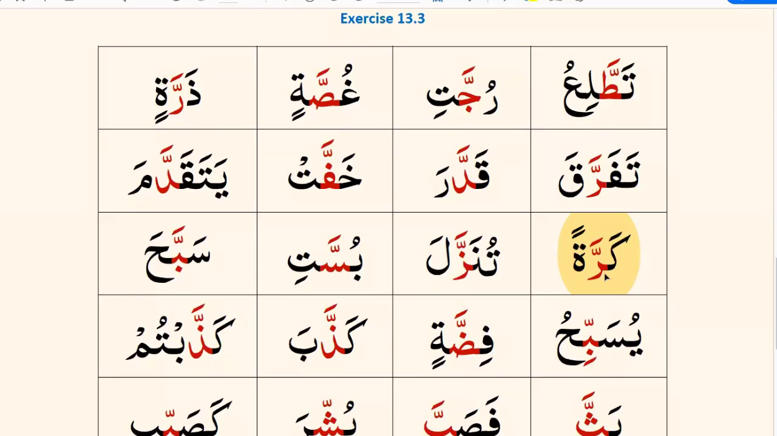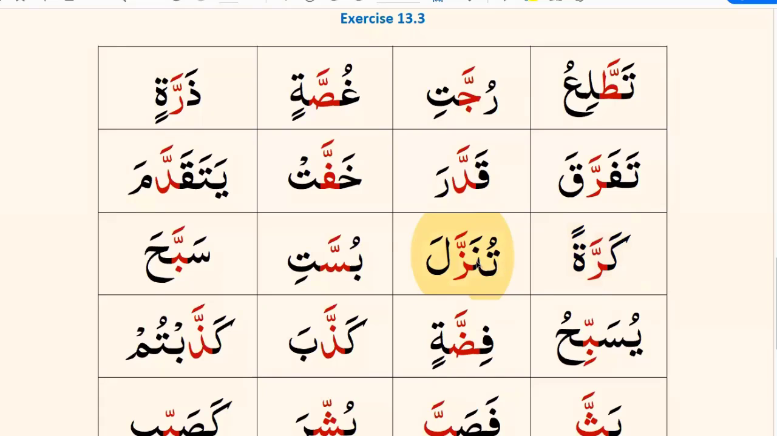So first we're going to join these first two letters together. We have a kaf and a ra mushaddad, and both the kaf and the ra have a fatha on top. So we have qarra, قرة. Qarra, قرة. And then we have a ta with a tanveen of fatha. Qarratan. قرة. Very nice. Well done.